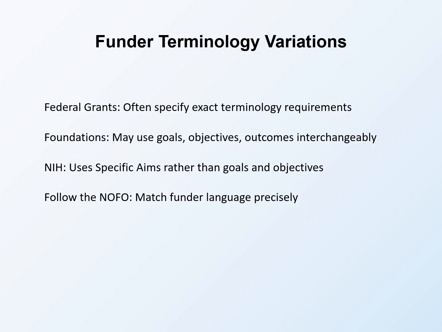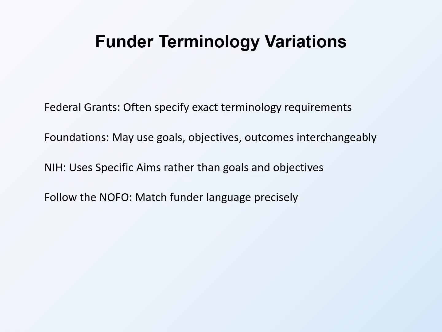Funder terminology variations require attention. Federal grants often specify exact terminology requirements. The Notice of Funding Opportunity may define what goals and objectives mean for that program. Follow those definitions regardless of what you learned elsewhere. Foundations may use goals, objectives, and outcomes interchangeably. Private funders are often less precise about terminology. Understand what they actually want rather than assuming definitions.